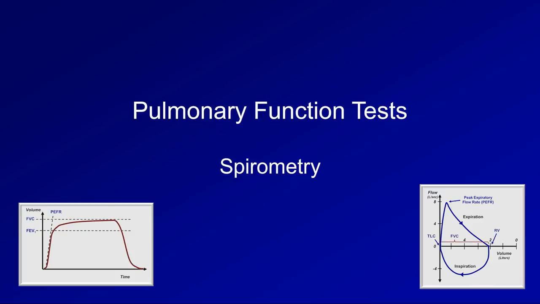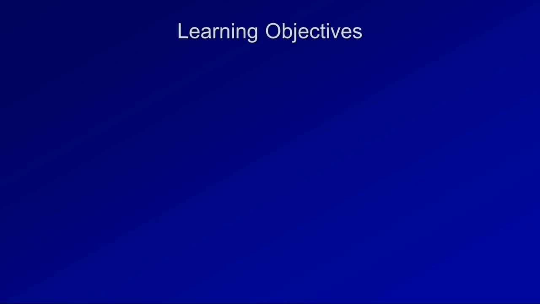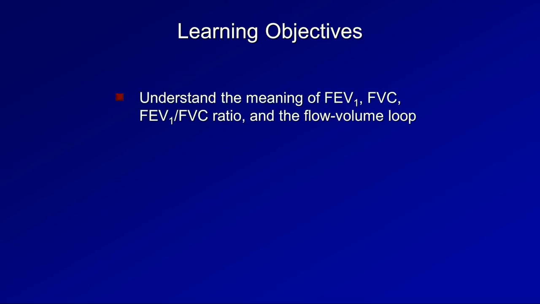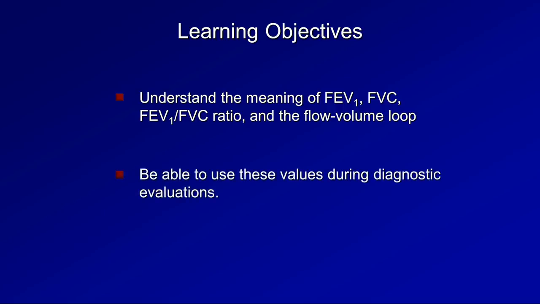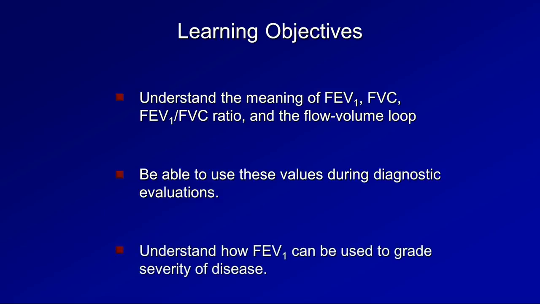This is the second video in this series on pulmonary function tests, and the topic is spirometry. The objectives of this video are to understand the meaning of FEV1, FVC, the FEV1 to FVC ratio, and the flow volume loop, to be able to use these values during diagnostic evaluations, and to understand how FEV1 can be used to grade severity of disease.